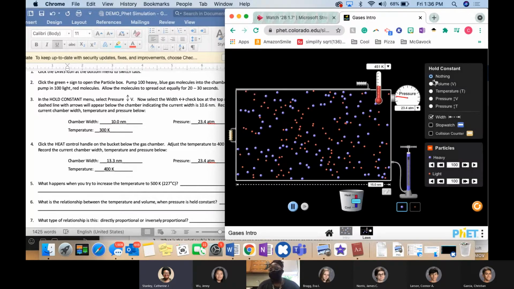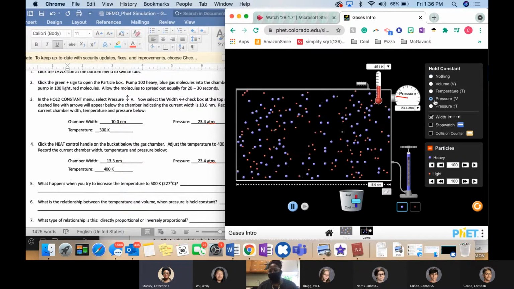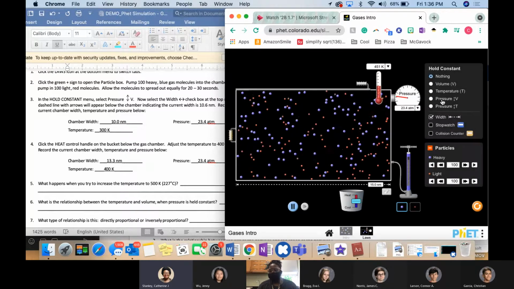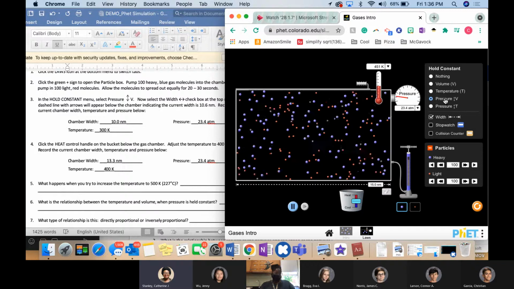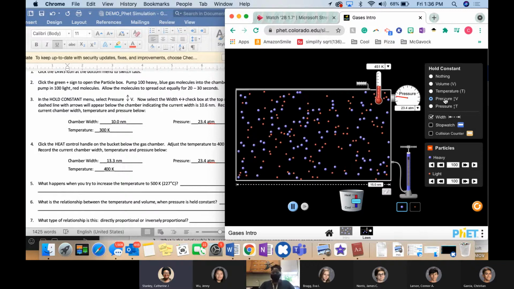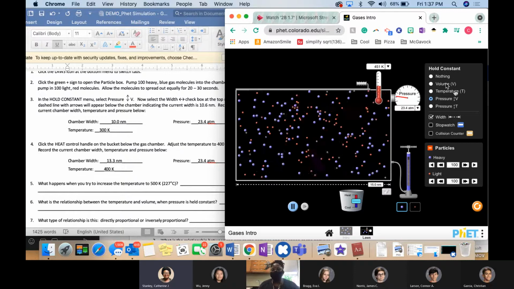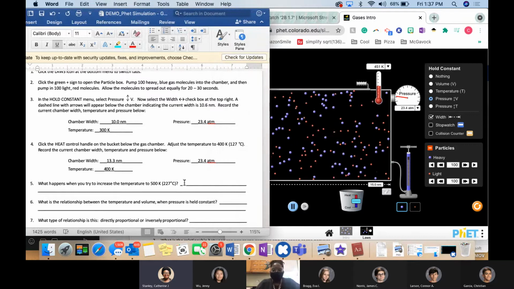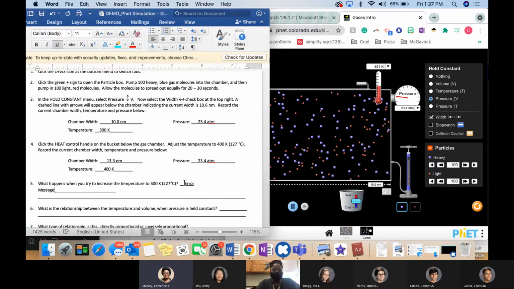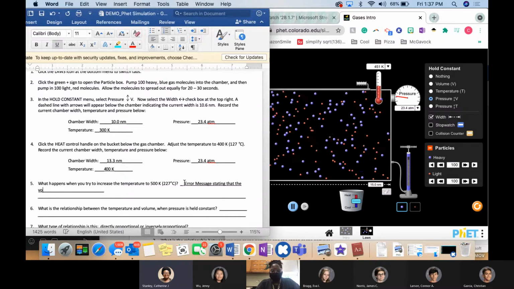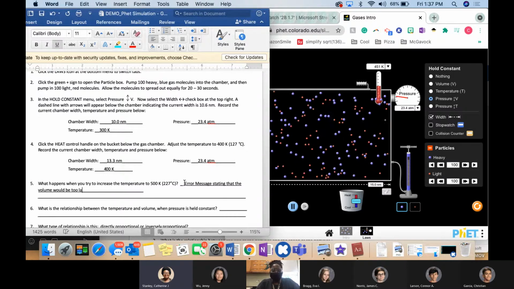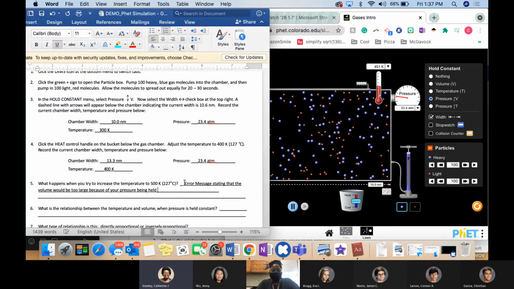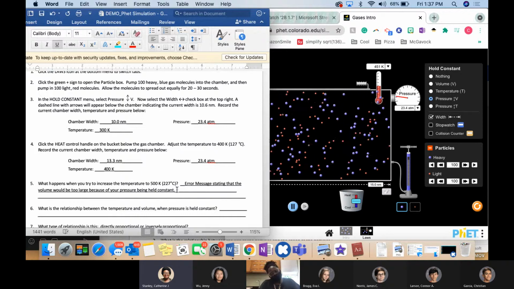Oh, well, make sure that you have your volume. Is your volume constant then? When you click the X, yep. When you click your X, it takes away your pressure constant. So when you tried to go to 500K, you received an error message stating that the volume would be too large, because of your pressure being held constant.